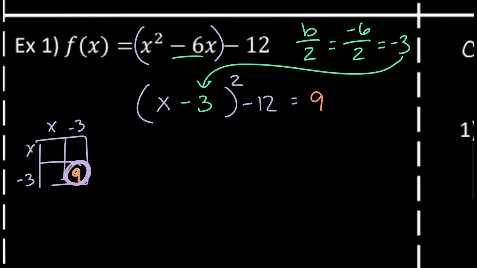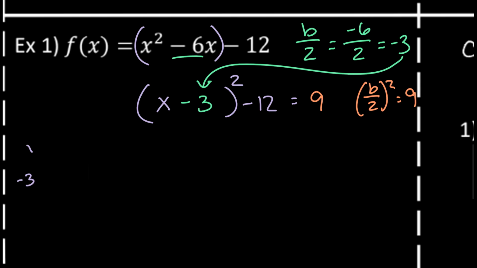Now, if you're a fan of formulas, the way that you find that 9 is by doing b divided by 2 squared. I am not a fan of formulas. So what I do, I don't draw the box. I look at this number and ask myself, what operation is happening to that number? It's being squared. So what is -3 squared? And that's how I got the 9. Boom.